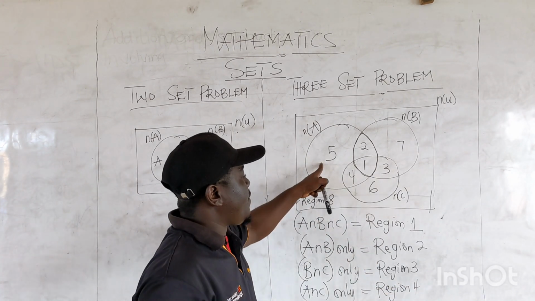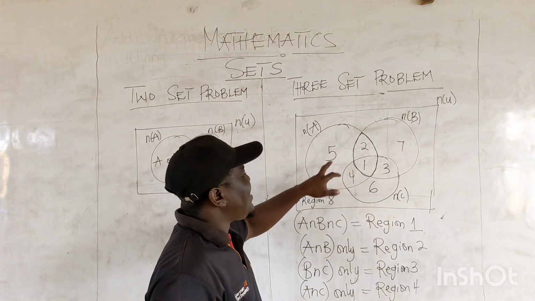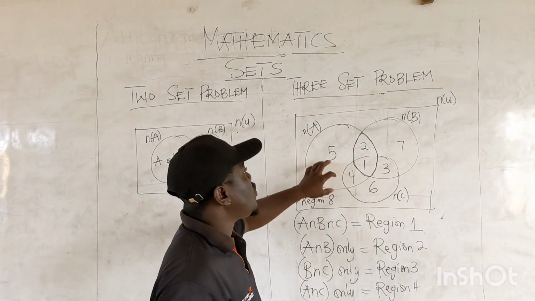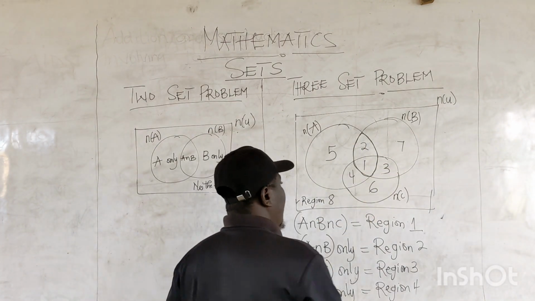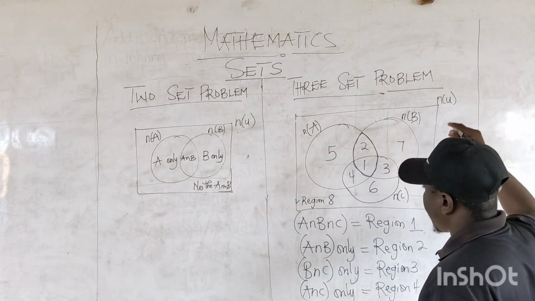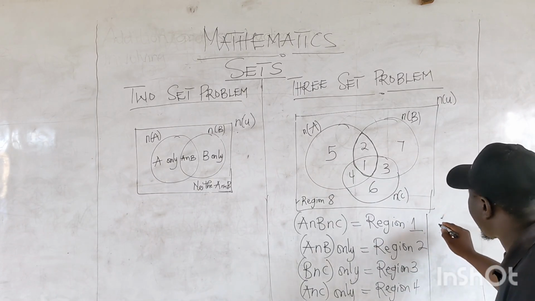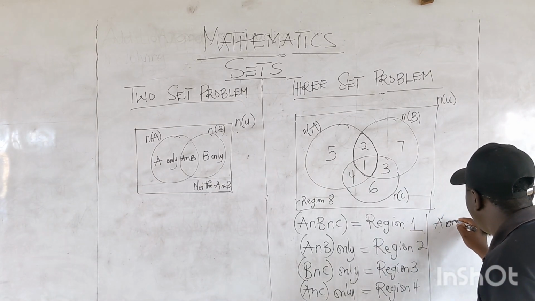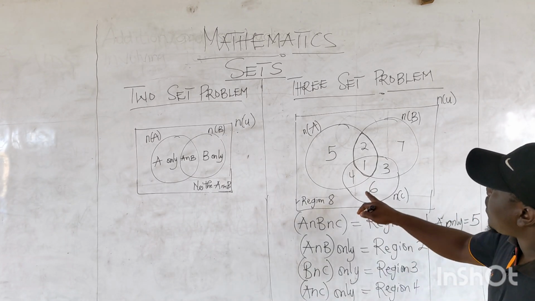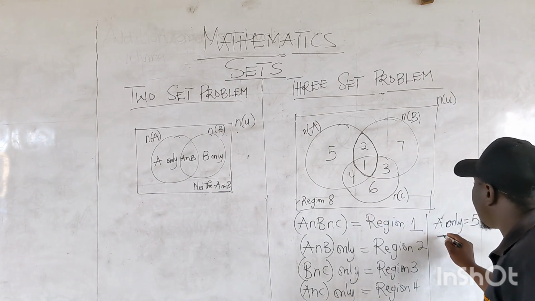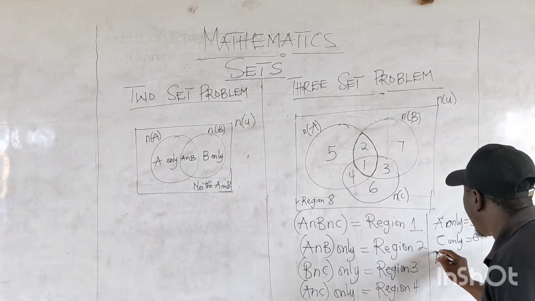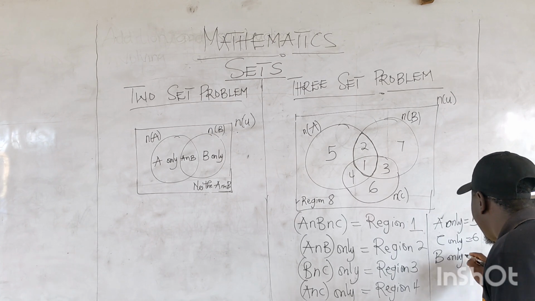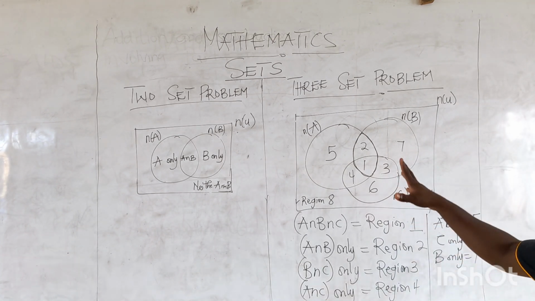Then region 5. Region 5 is A only. The members that belong to only set A. They don't belong to any other set. So our region 5 is going to be A only, which is equal to region 5. And then region 6 would be C only. Region 7 would be B only. So that's the regions we have.